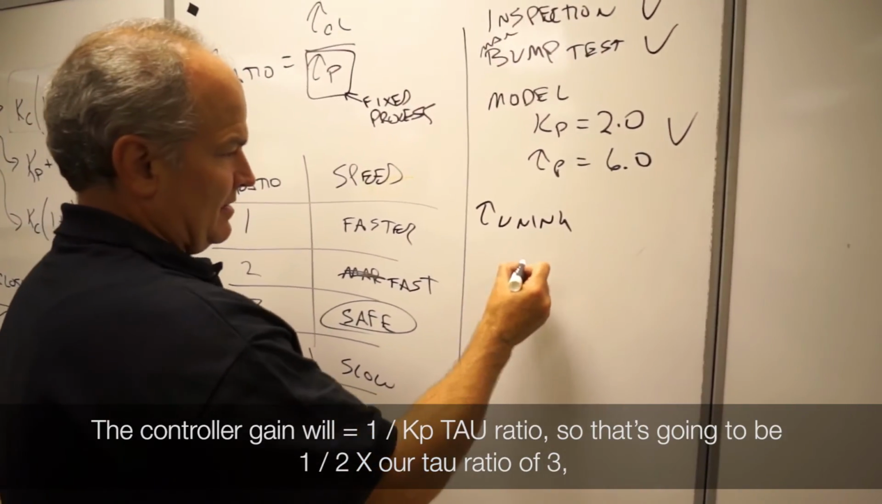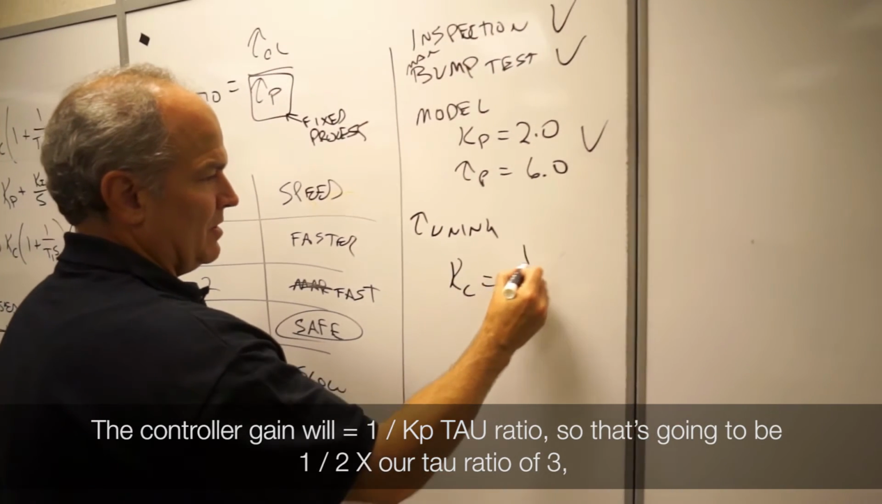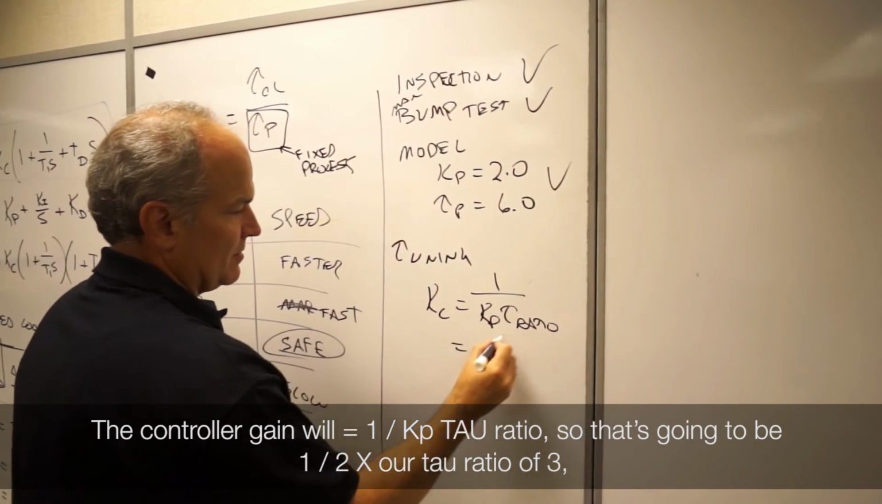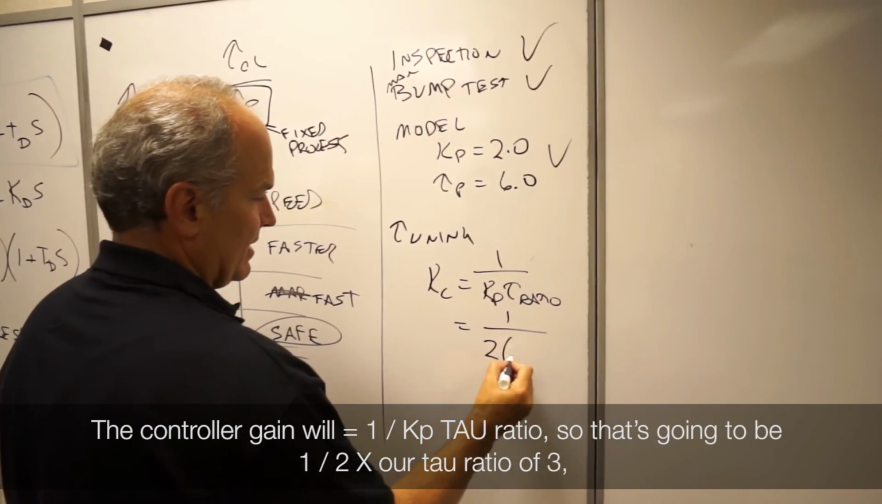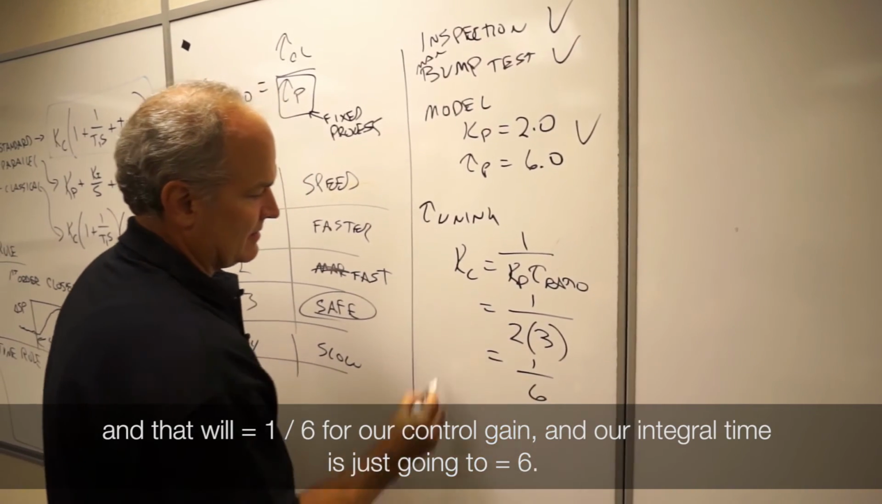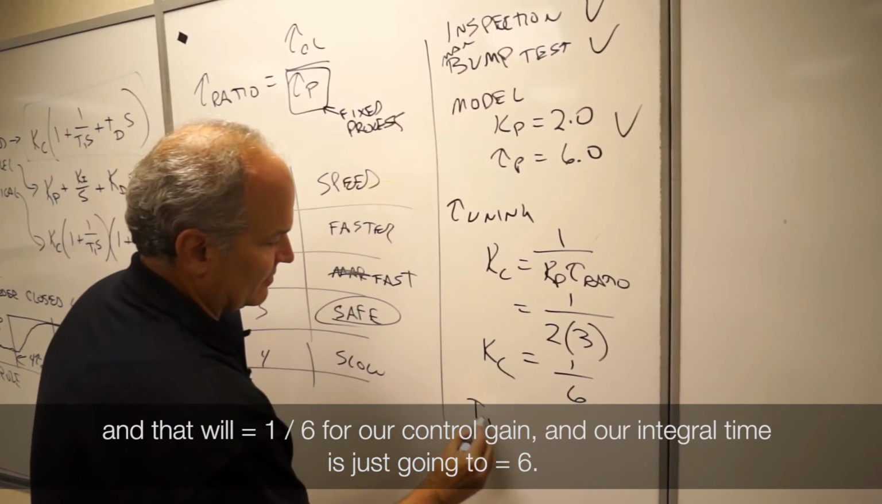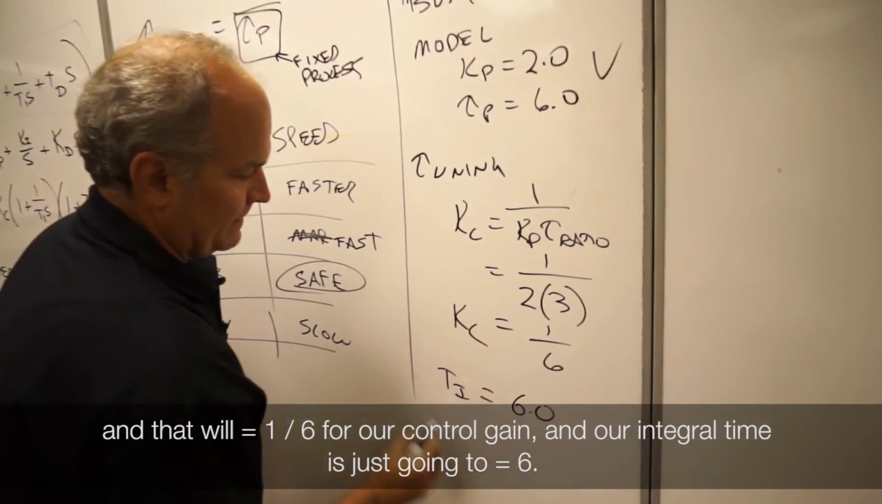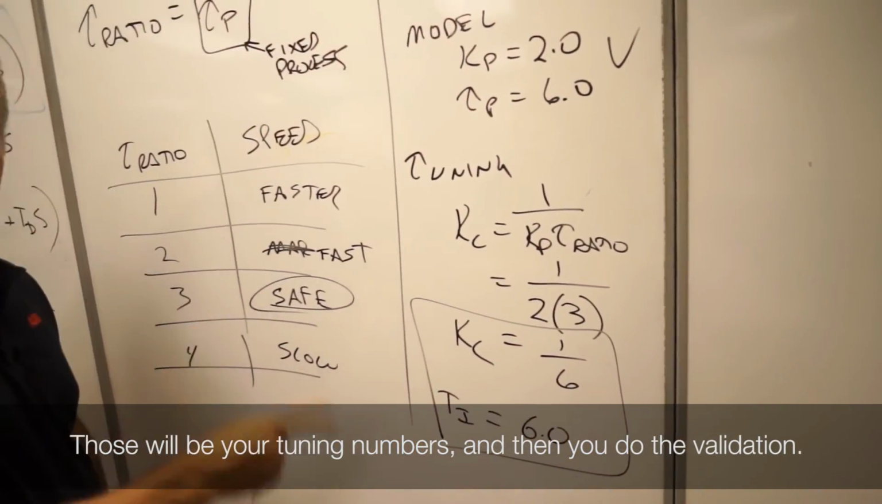So what we would say is that our controller gain will equal 1 over Kp tau ratio. So that's going to be 1 over 2 times our tau ratio of 3. So that's going to equal 1 over 6 for our control gain. And our integral time is just going to equal 6. Boom. So those would be your tuning numbers.